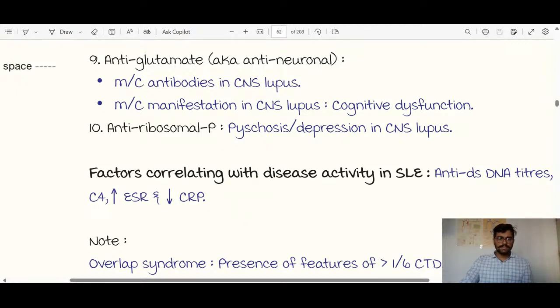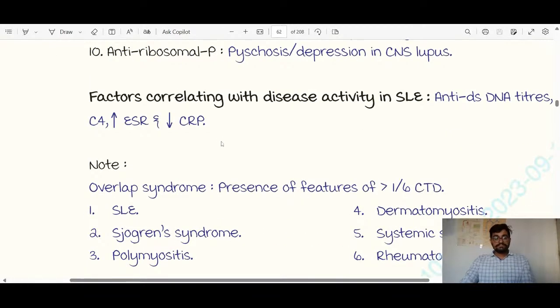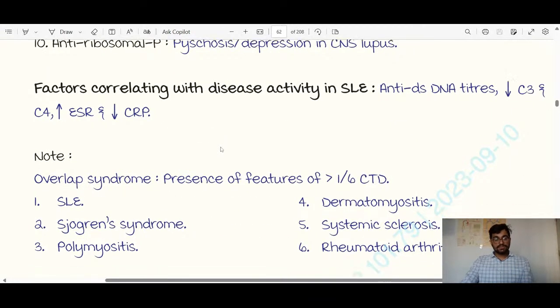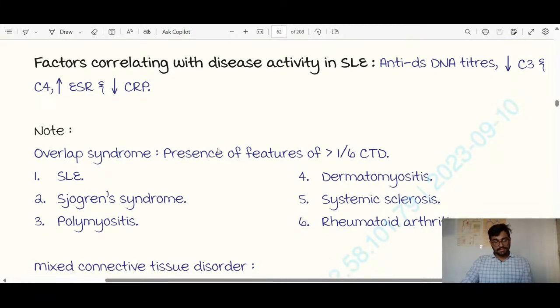Factors correlating with disease activity of SLE: anti-dsDNA titers rise, C3 and C4 decrease, ESR rises, and CRP is not raised. So, guys, note one thing: the factors correlating with disease activity in SLE are rising anti-dsDNA titers and falling C3 and C4.